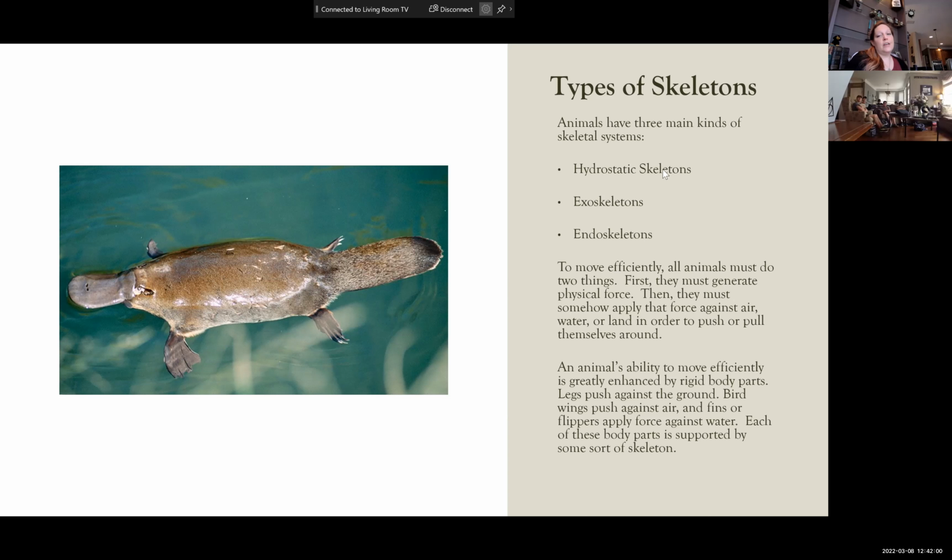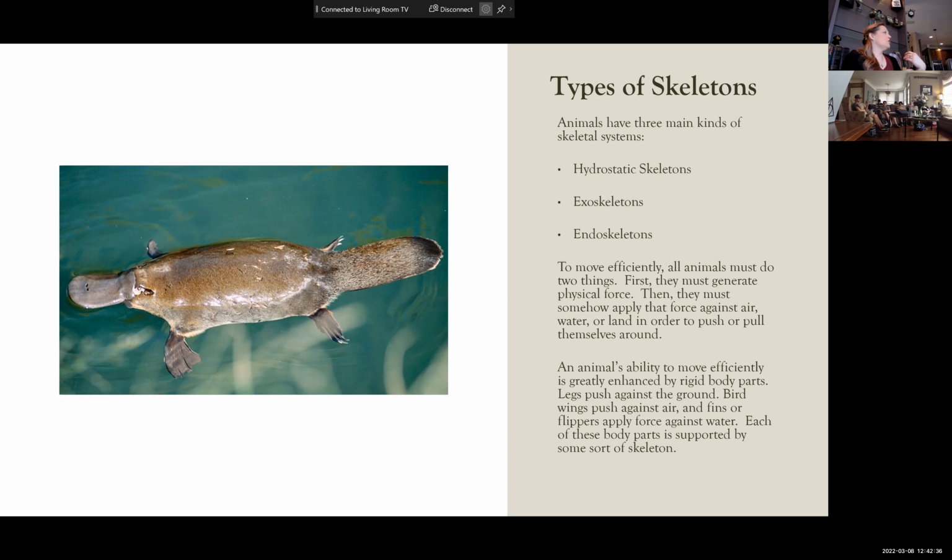So to move efficiently, all animals must do two things. They have to generate physical force, and they must somehow apply that force against air, water, or land to push or pull themselves around. An animal's ability to move efficiently is greatly enhanced by rigid body parts. Legs push against the ground, bird wings push against the air, fins and flippers push against water. So each of these body parts is supported by some sort of skeleton. Now my arm's moving and it's not pushing against the ground, it is pushing against the air, but the thing it's actually pushing against is itself, because every muscle you have has an opposing muscle.